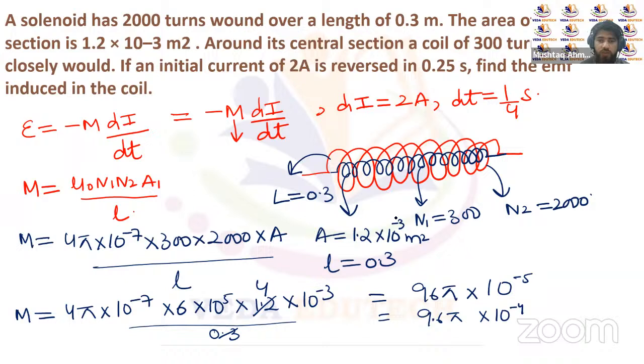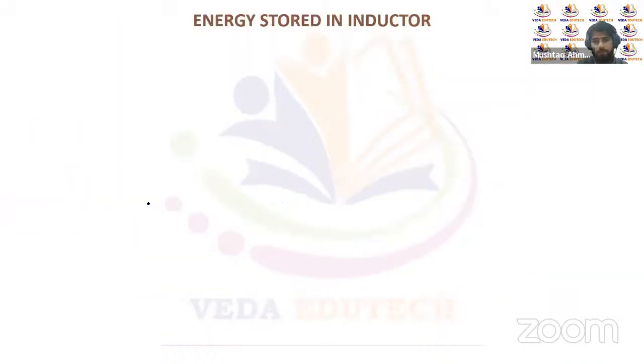If this is the value of the coefficient of mutual inductance, and we know the value of di, we can substitute it in this equation. It will be 9.6 pi into 10 to the power minus 4 multiplied by the change in current, that's 2 ampere, upon the time, that's 0.25 seconds. This will be the induced EMF, so this much EMF will be induced in the next coil. This is the concept of mutual inductance, and this is how we can calculate the induced EMF between the two coils.